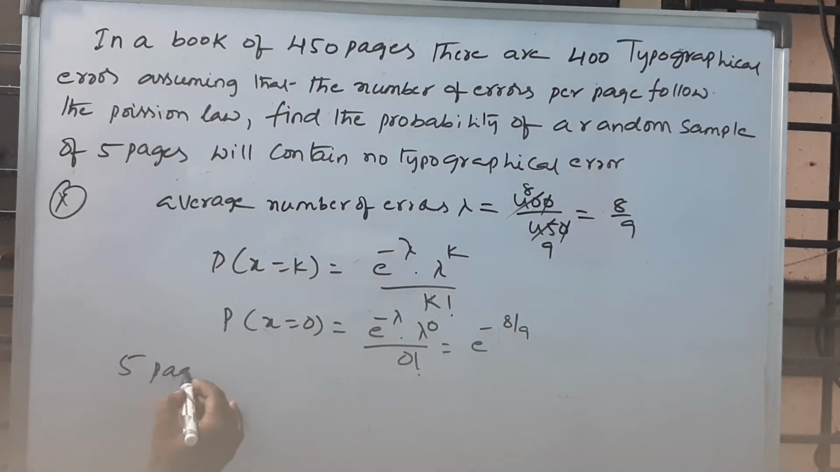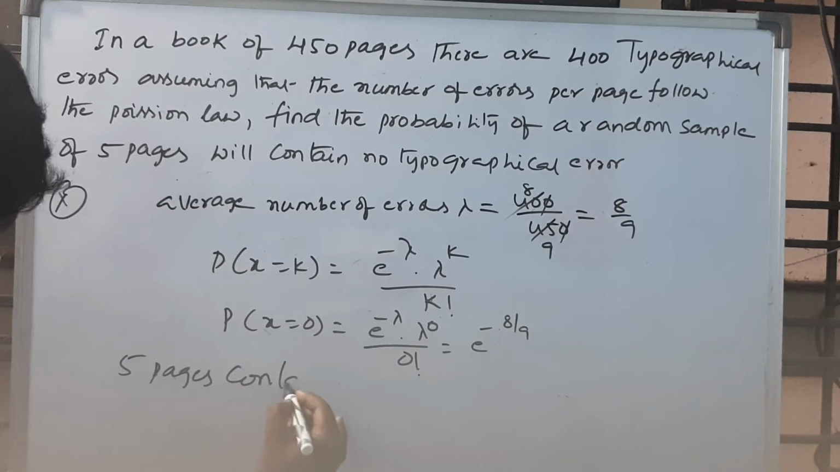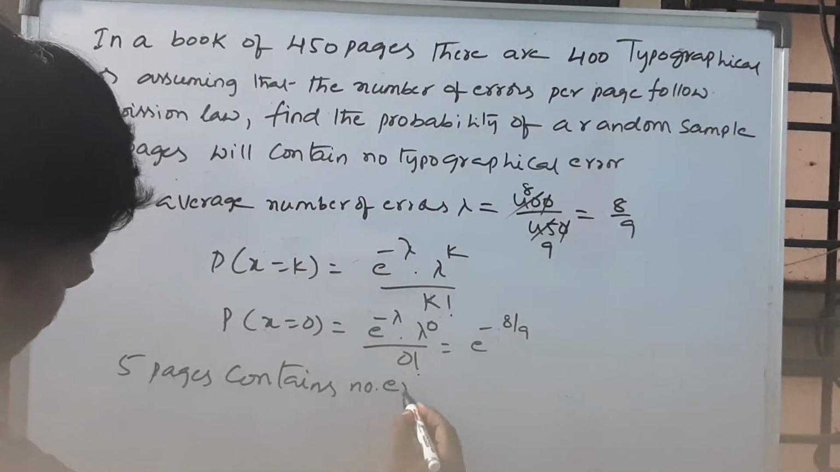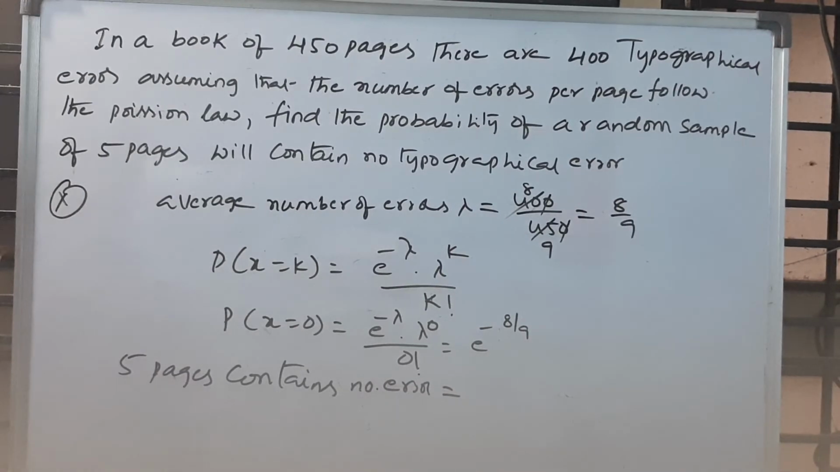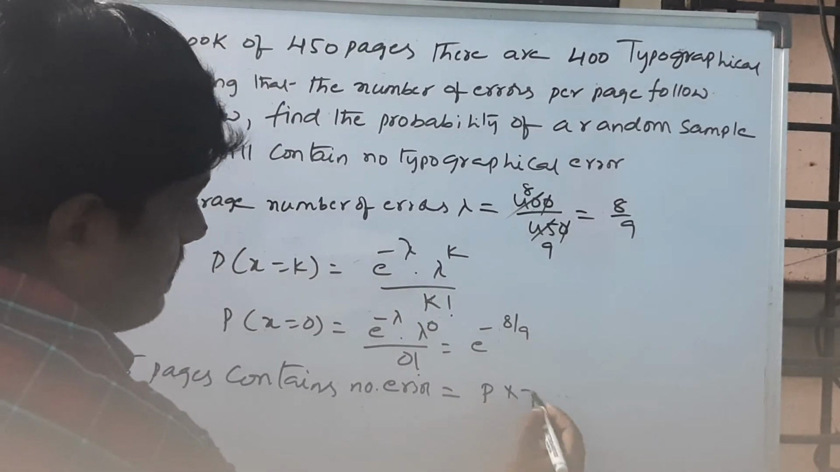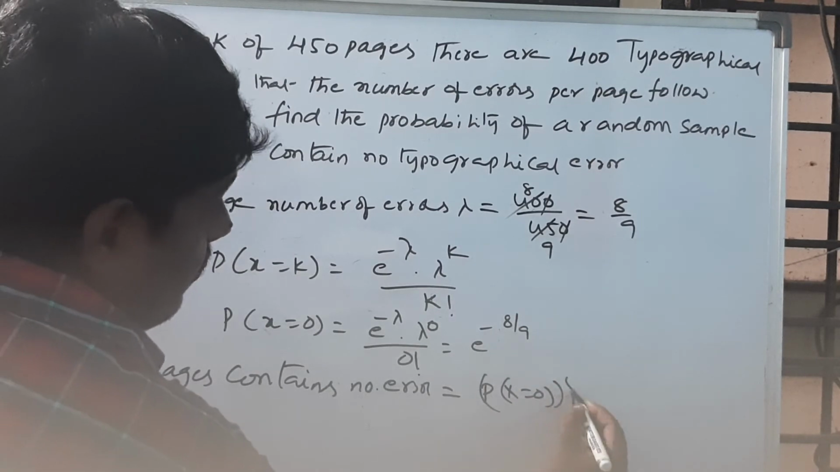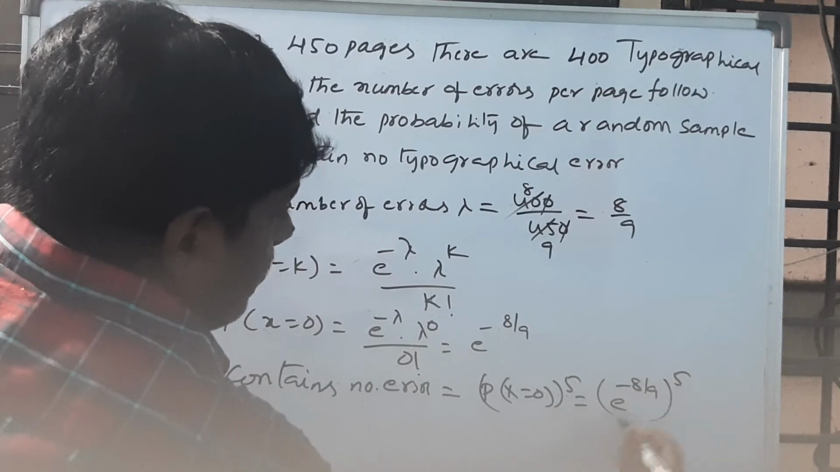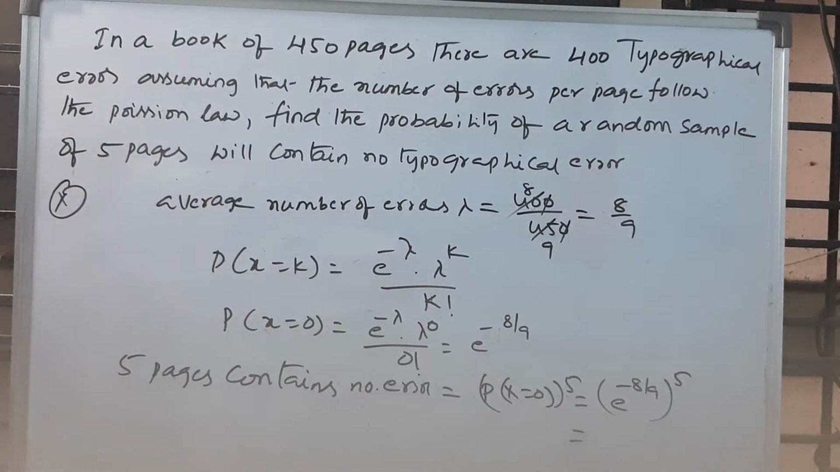5 pages contain no errors. That means, for 5 pages to have no errors, what do we do? So that is equals to power 5. That means p of x is equal to 0 power 5, not lambda. e power minus 8 by 9 whole power 5. That is equals to e power minus 40 by 9.